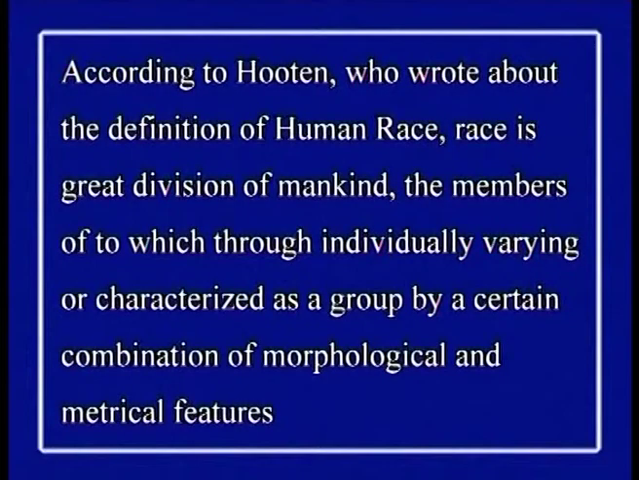So now we get to the definition of human race. According to Houghton, who wrote about the definition of human race, a race is a great division of mankind, the members of which, though individually varying, are characterized as a group by a certain combination of morphological and metrical features, principally non-adaptive, which have been derived from their common descent.